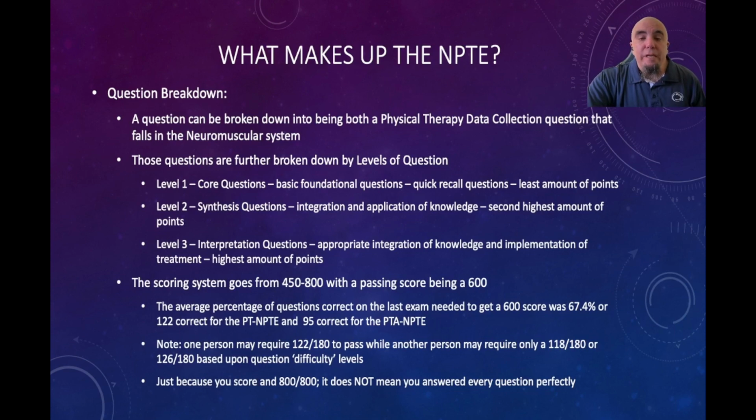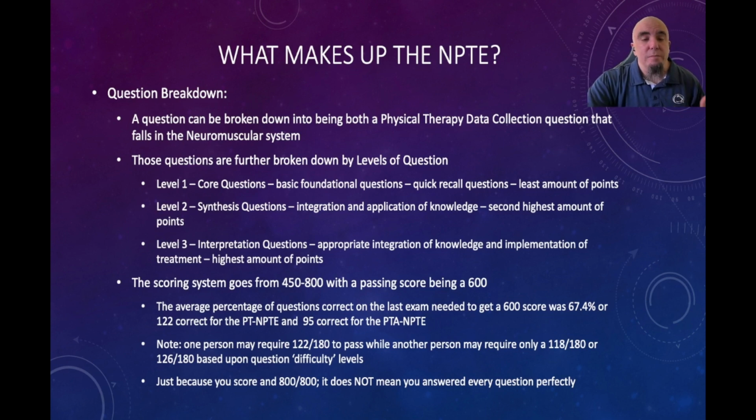So questions can be broken down in both being a physical therapy data collection question and following the neuromuscular system question. So they can cross over those questions. Those questions are going to be broken down by level of question or skill level of that question. So there's going to be level 1, level 2, and level 3 questions. Level 1 are going to be basic foundational questions. These are core questions. Quick recall, least amount of points. So these are going to be questions like, what is the origin of the biceps brachii?